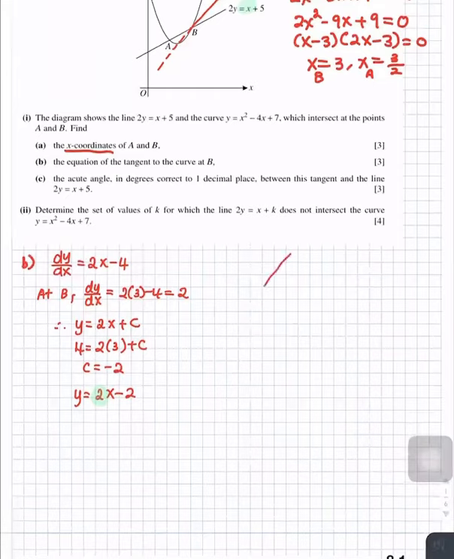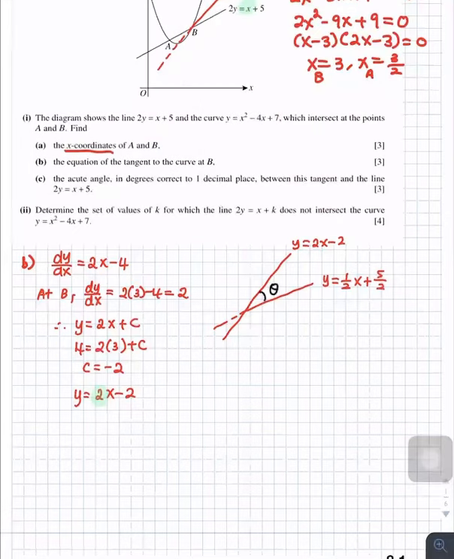So let's extend the idea here now. I know this is my 2x minus 2. And the question already has, let's just extend this way, y equals half x plus 5 over 2. Now they want me to find the angle in between here. How? Okay, let me ask Ladisha. Ladisha, if I want to find an angle based on the gradient, what concept do I use? Tangent. Very good. Tan theta.